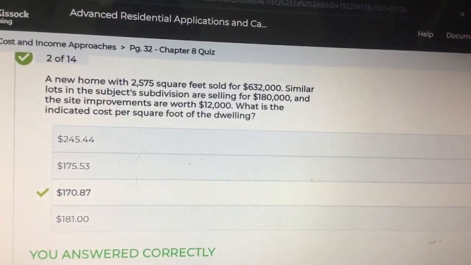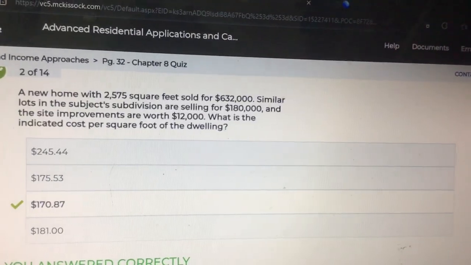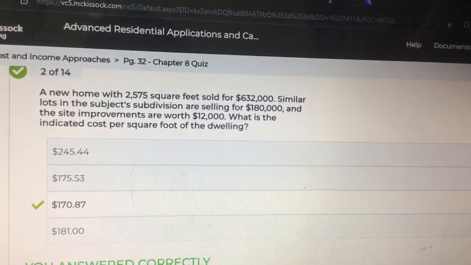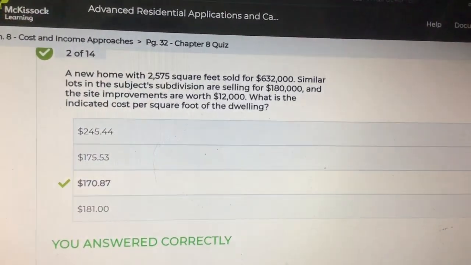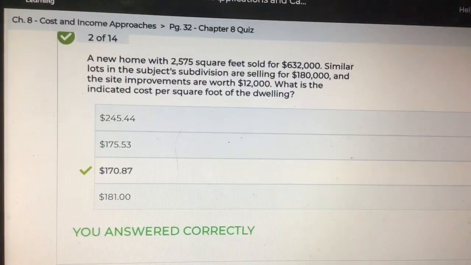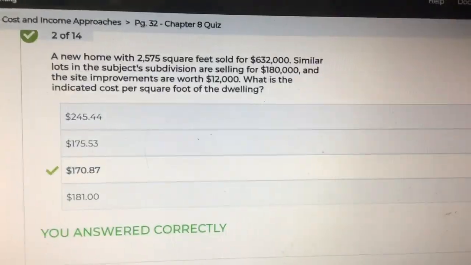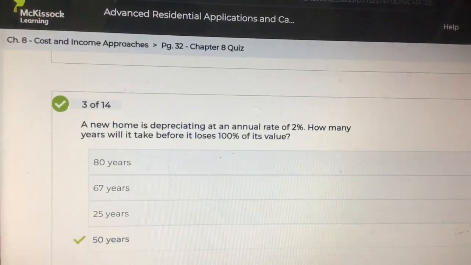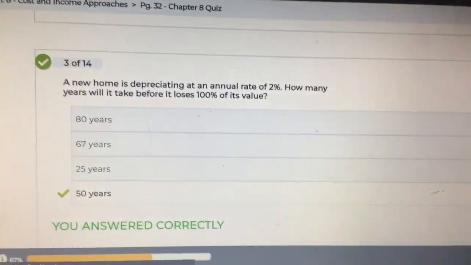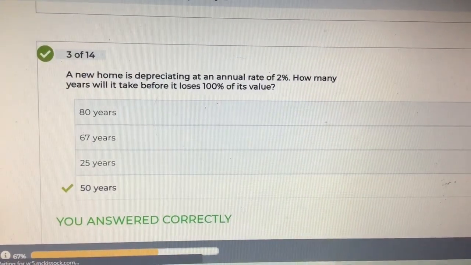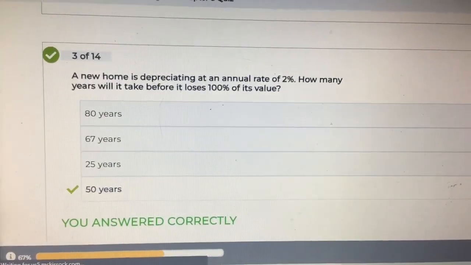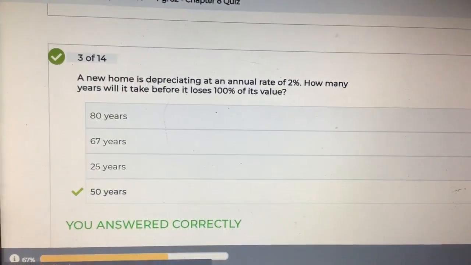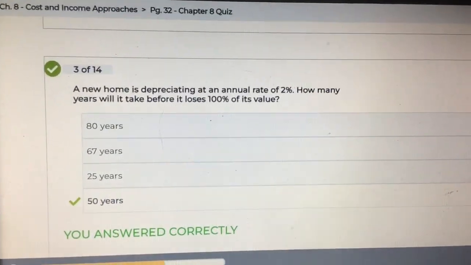Number 2 was the formula that only has 3 phases where you're trying to come up with the cost per square foot. And you said $170.87. That was correct. So that's the takeaway, is try to remember that formula. It's even easier. Number 3, a new home is depreciating at an annual rate of 2%. How many years will it take before it loses 100% of its value? You got this technique down. You got to do the 100% divided by the 2% equals 50 years.